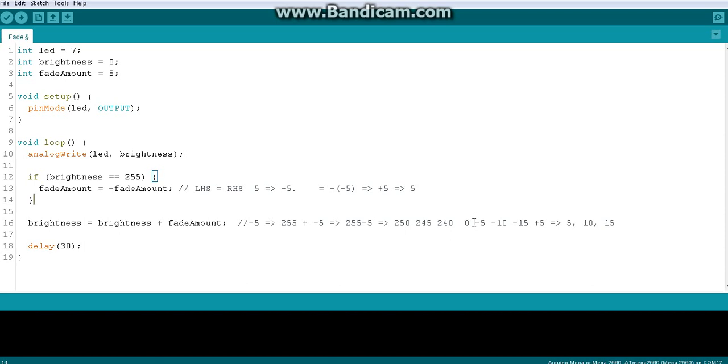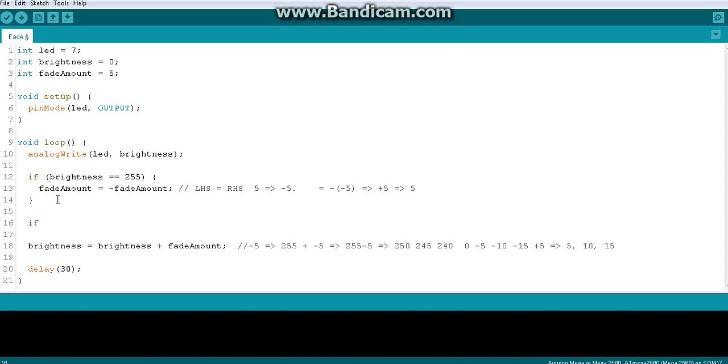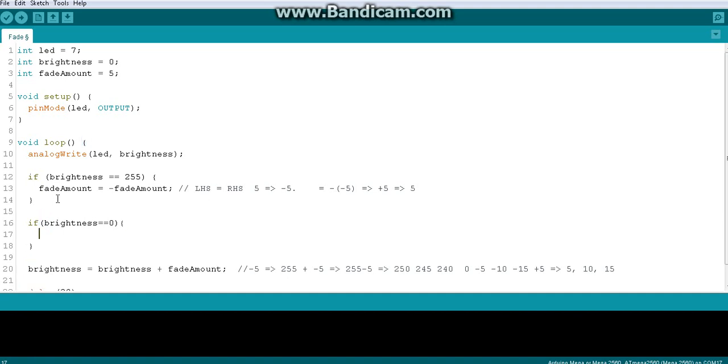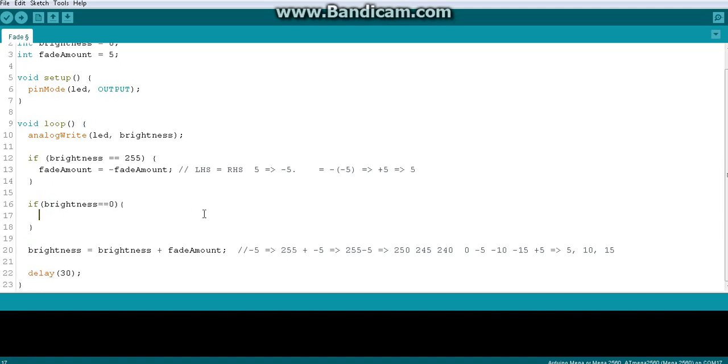So we have to do the other way conversion when this is reaching 0, because we have to change the minus 5 to plus 5 when we are reaching the lower limit 0, so that again the brightness will increase. Okay, so that is our purpose, guys. So what I will do is I will write another if condition, and I will say brightness is equal to 0.